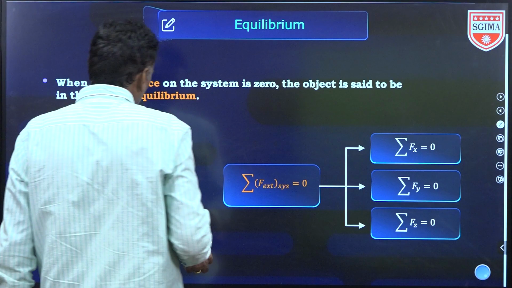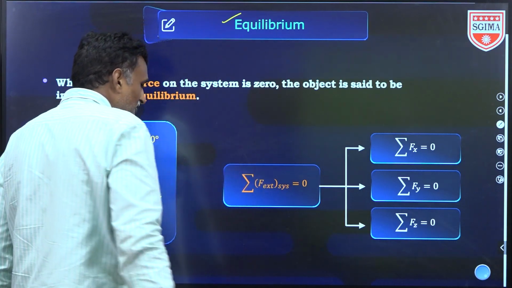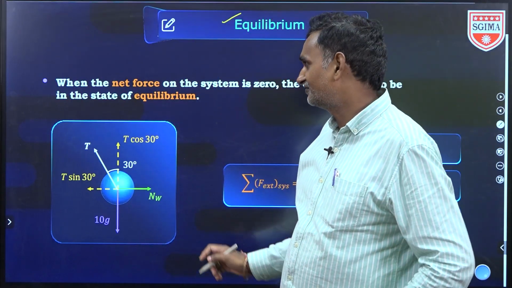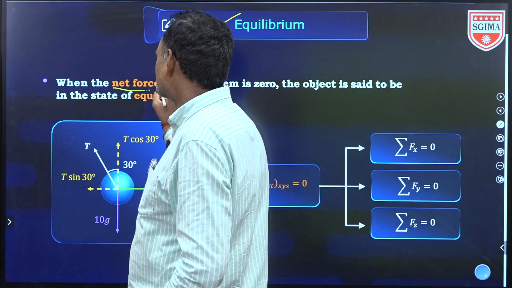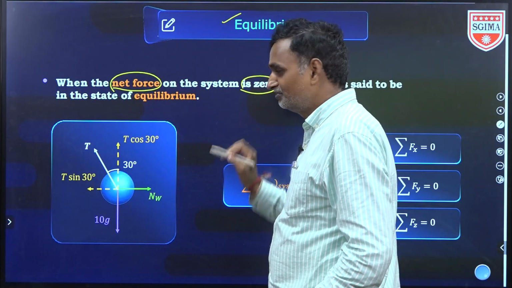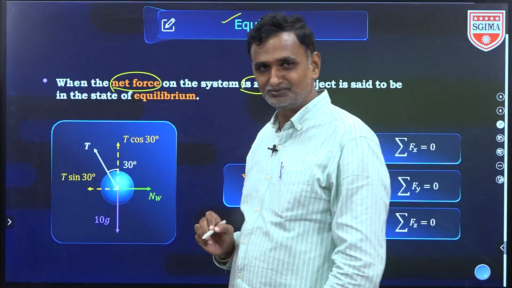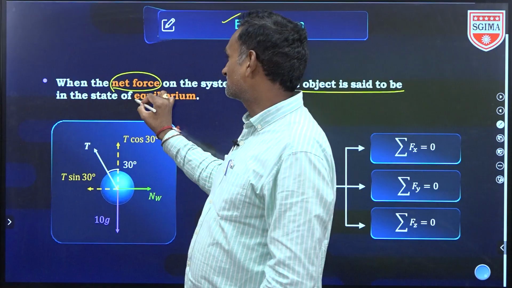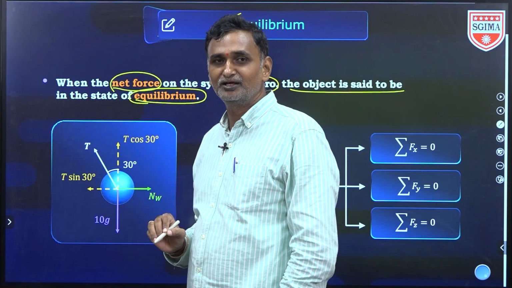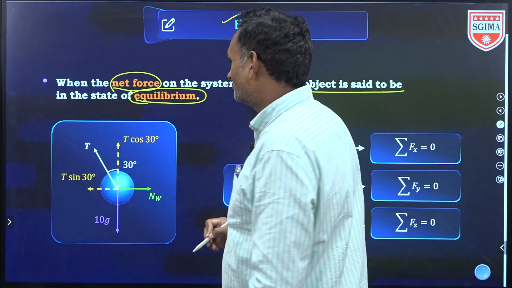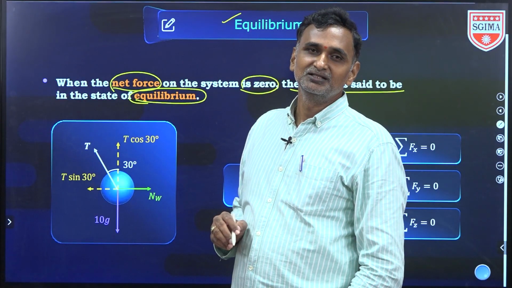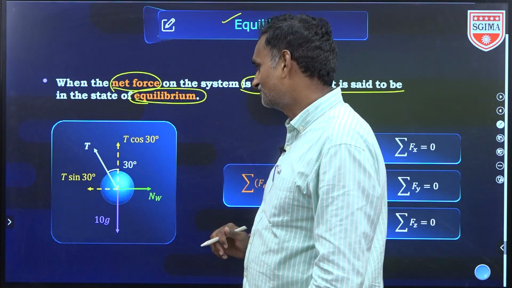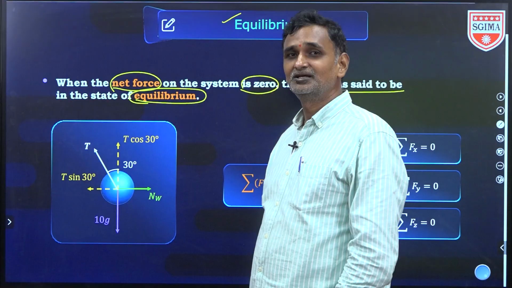Here is our original concept, equilibrium. So what is equilibrium? Generally we need to define. So let us start with the definition. When the net force on the system is 0, which means there is no net force acting on the system, the object or the system is said to be in the state of equilibrium. So here forces are acting on the body, but the net force acting on the body, the sum, is equal to 0. Then that object is said to be in equilibrium.